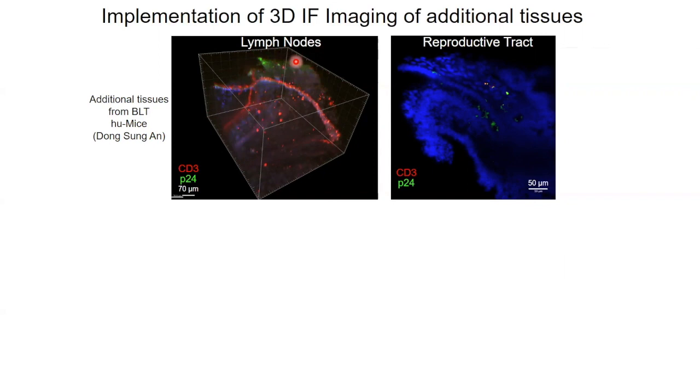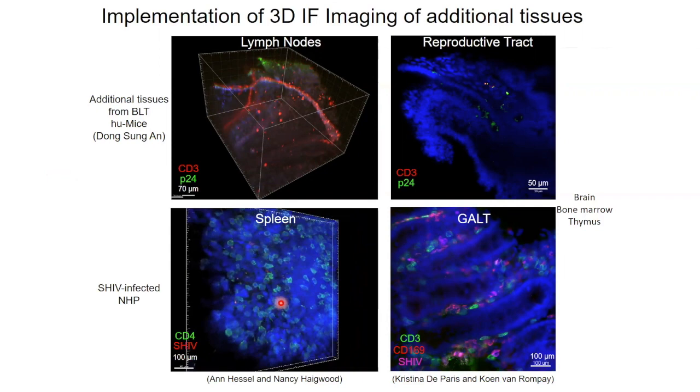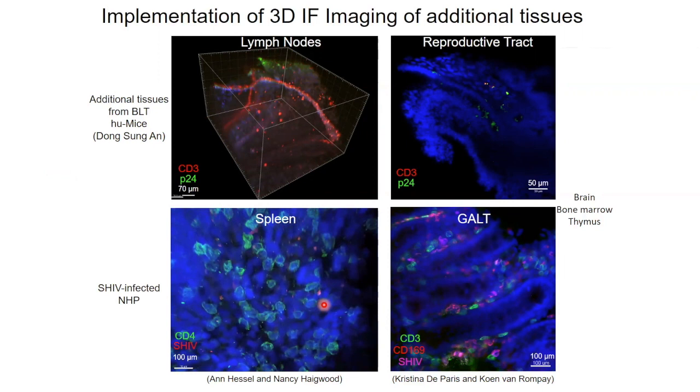We've also imaged reproductive tract. And in non-human primate studies, we can look at T cells in the spleen, and we can see where regions of virus are in comparison to other T cells that are potentially target cells. We can really begin to look at this distribution and think about quantifying this in models that are considered overall better models. That's where we're at with that.